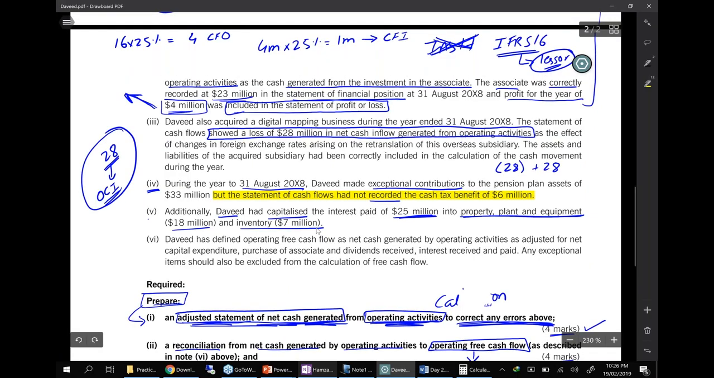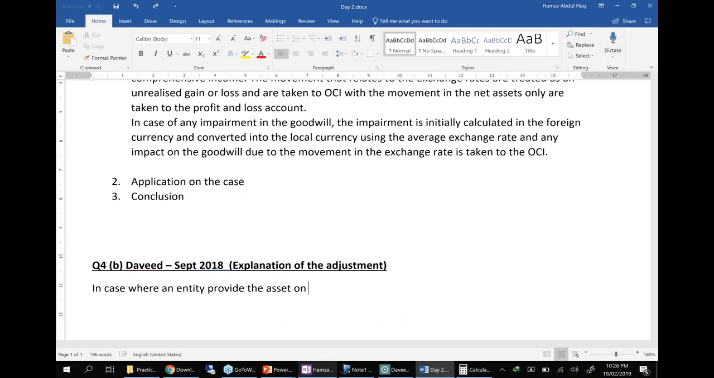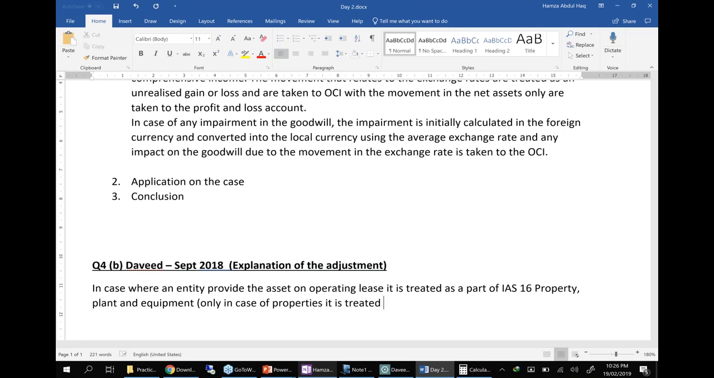In case where an entity provides the assets on operating lease, it is treated as a part of IAS 16, property, plant, and equipment. Only in case of properties, it is treated in IAS 40. So the treatment of David is correct.